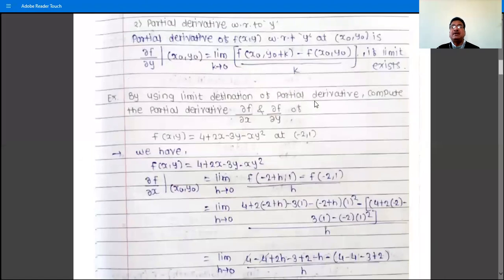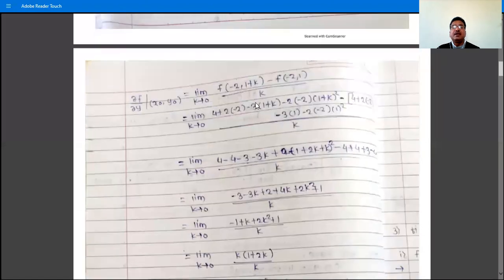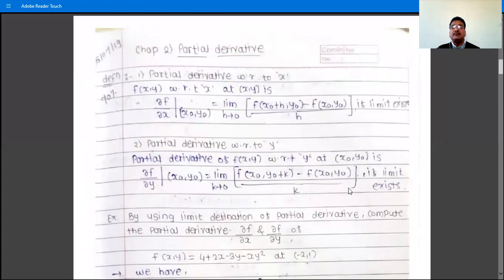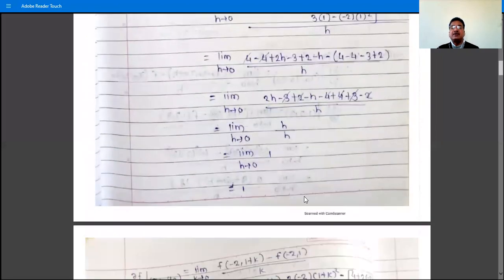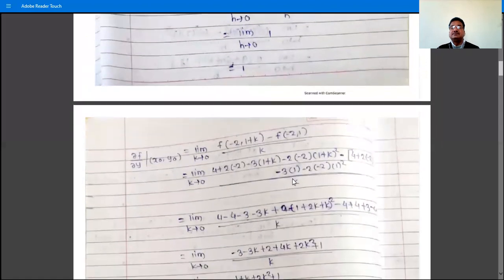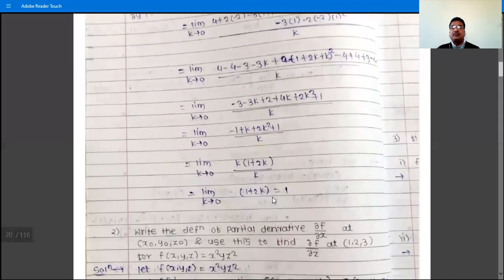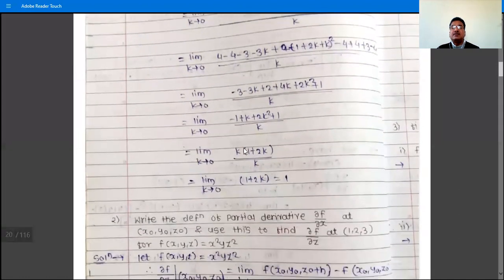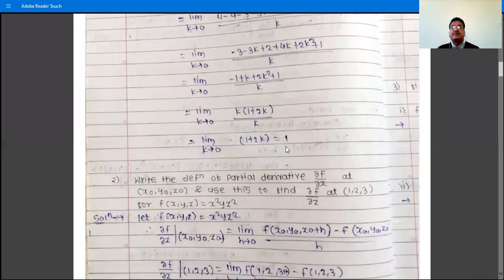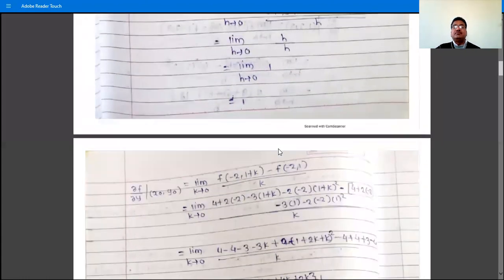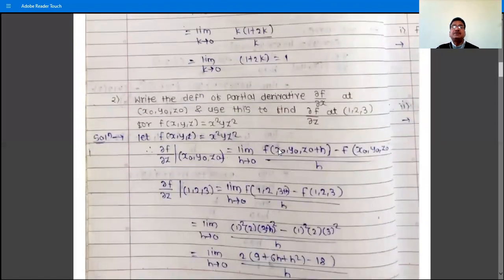Here, using the definition of partial derivative, compute this derivative. Then ∂f/∂y at (x₀, y₀), this is the definition. Substitute x₀ as -2, y₀ as 1. We have this, and the value of this quantity by using the definition. After calculation, we have this k, let's cancel 1 plus 2k, substitute k as 0. That is, we have the answer 1. So this is the definition of partial derivative with respect to x and y.